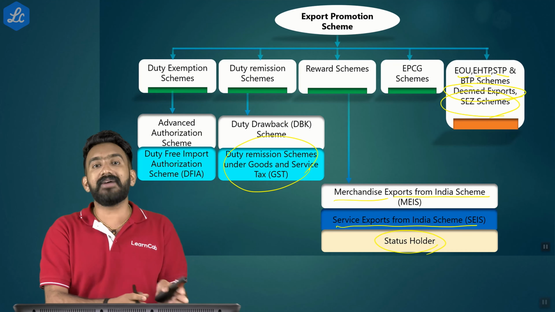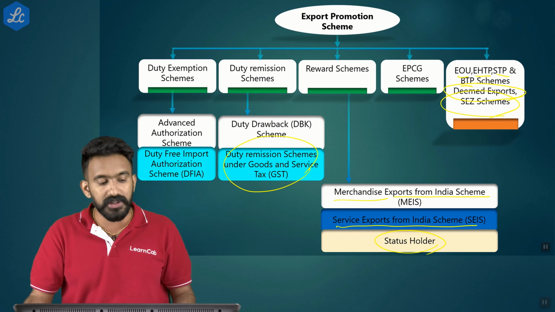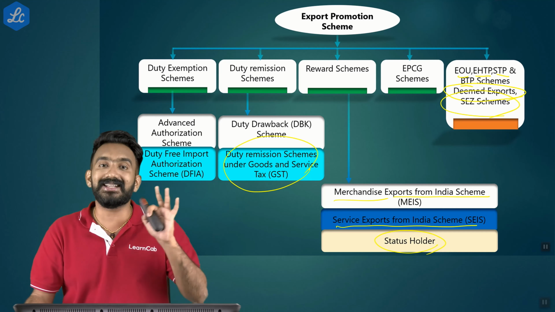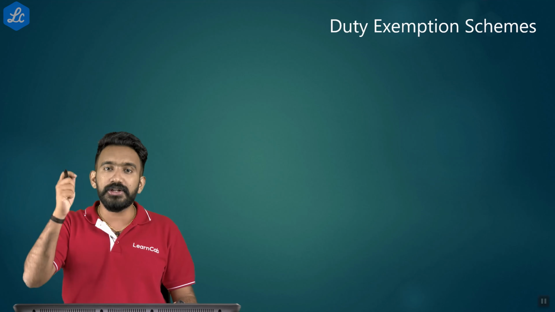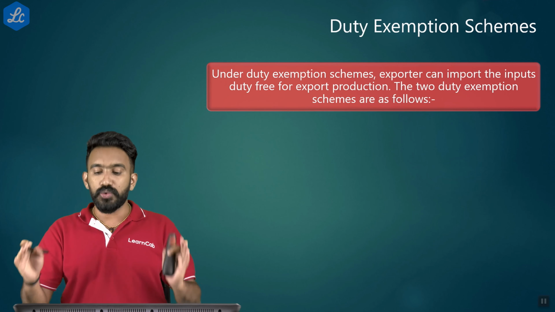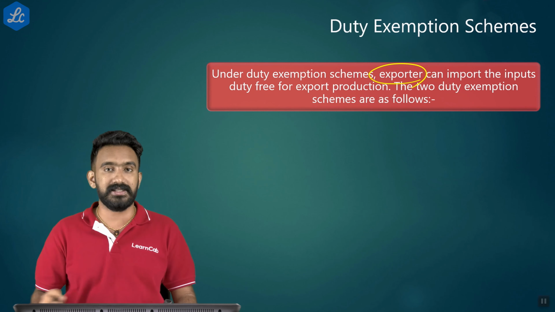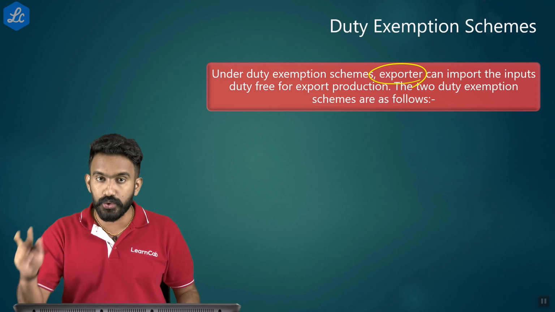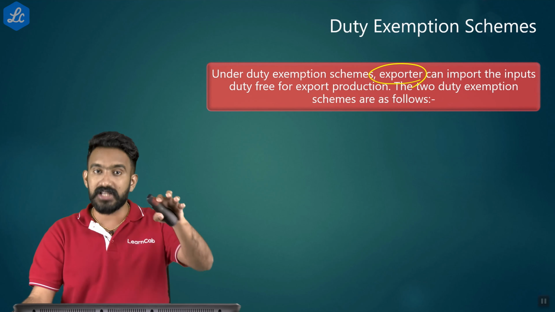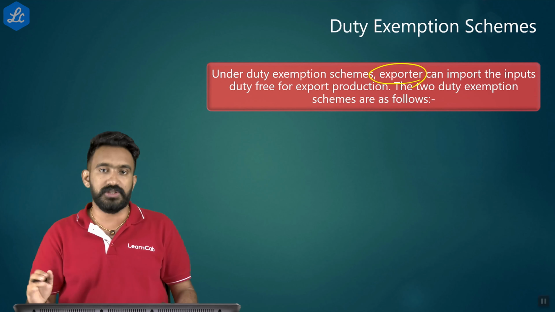So now we will have to dig deep and discuss each one of them. To start with, we will start discussing duty exemption schemes. What are the duty exemption schemes that are available? Under duty exemption schemes, what is the benefit that the exporter has? Like I told you, there are two duty exemption schemes. One is the Advance Authorization Scheme, another one is the Duty-Free Import Authorization Scheme.